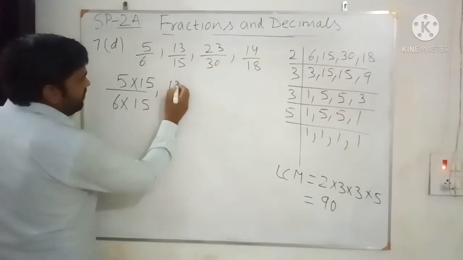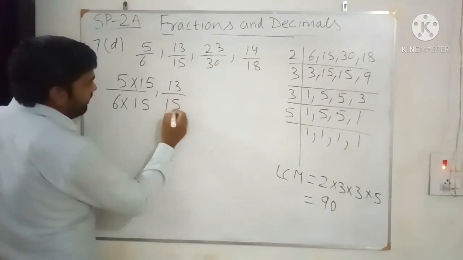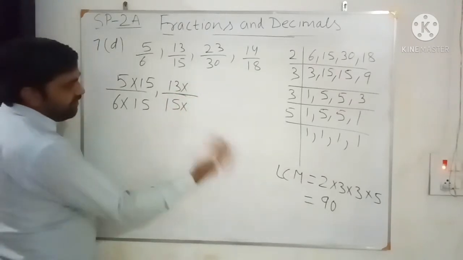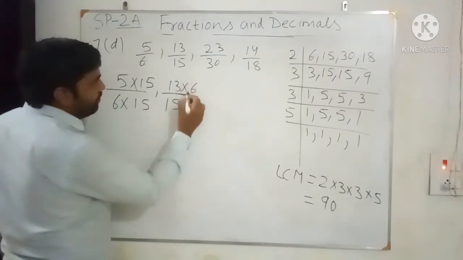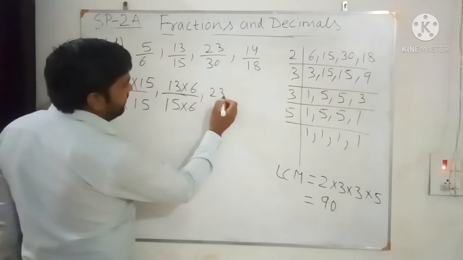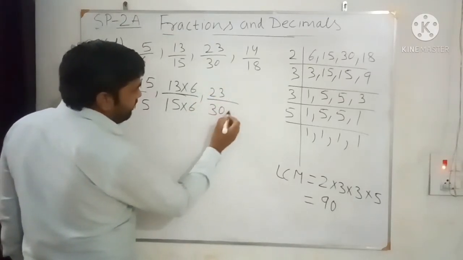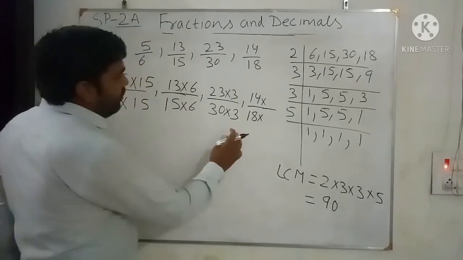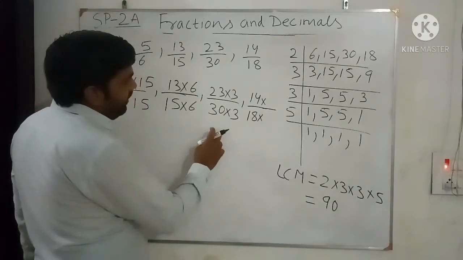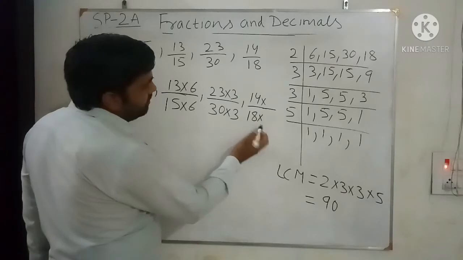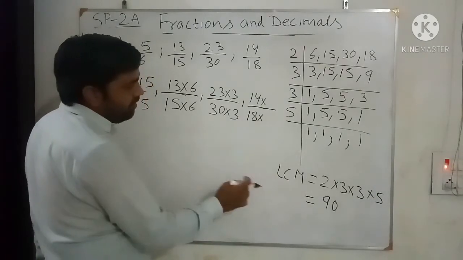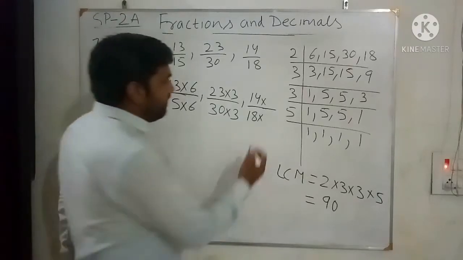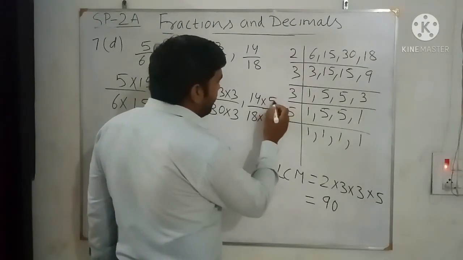Next, 13 by 15. What do you multiply in 15 to get 90? 15 6s are 90, so you multiply the numerator also by 6. Next, 23 by 30. In 30, what do you multiply to get 90? 30 3s are 90, so here you also multiply by 3. Now 14 by 18. In 18, to get the LCM 90, we multiply 5. 18 5s are 90, so you multiply the numerator also by 5.